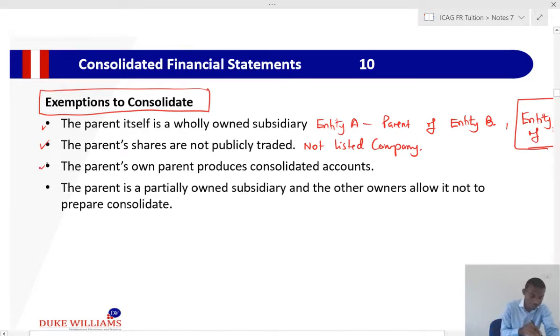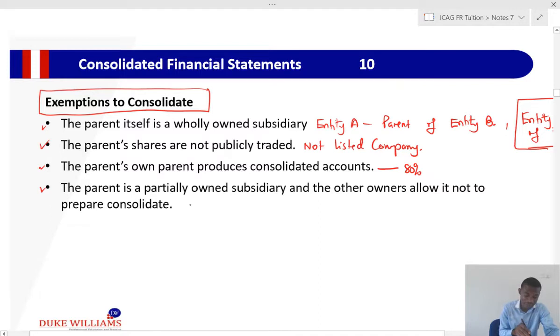The next one is the parent's own parent produces consolidated accounts. So here it's similar to the first point, just that here you can have less than 100%. So you can have 80% control. And once the own parent will consolidate both the subsidiary and the other subsidiary, entity A can be allowed not to consolidate B. And the last one is where the parent is a partially owned subsidiary and the other owners allow it not to prepare consolidated accounts.